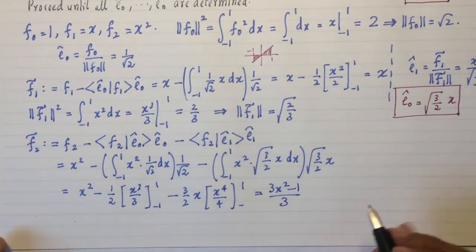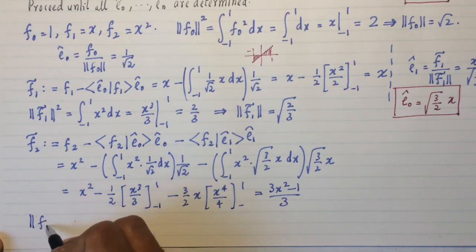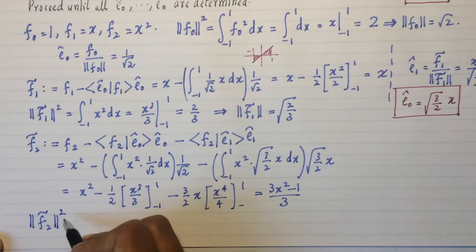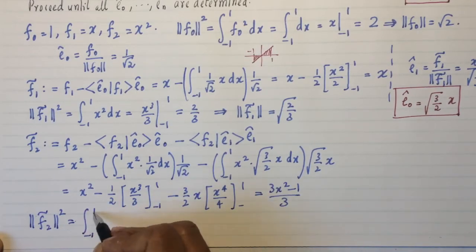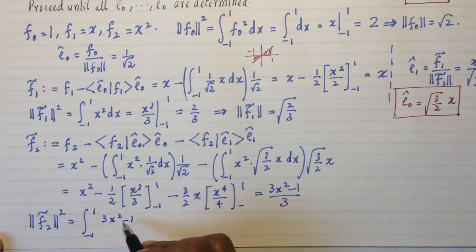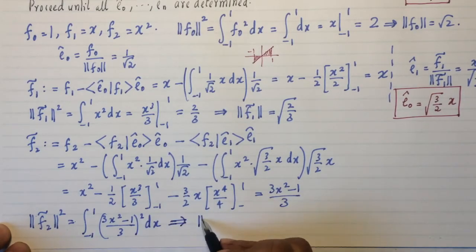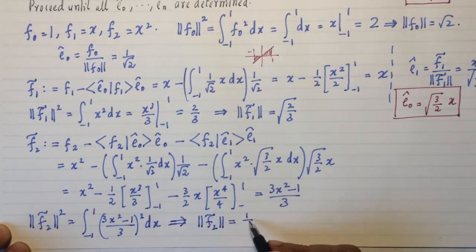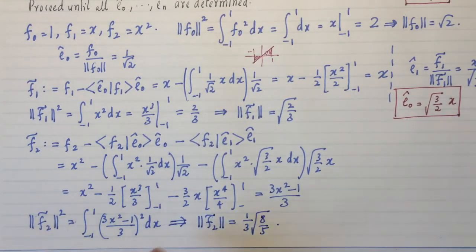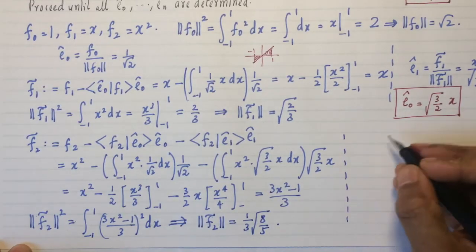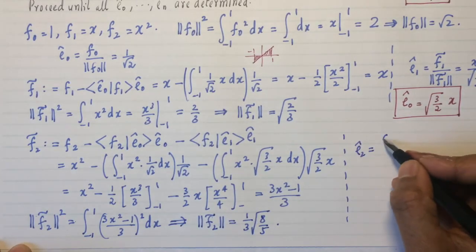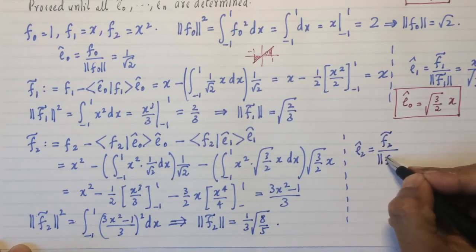And you can look at the notes, but the evaluation of F2 squared, it's not terribly hard. It's just going to be a lot of writing. So it's 3x squared minus 1 over 3 squared dx. Now, if you're sensible, you'll stick this into Wolfram Alpha and you'll get the answer. So that answer will turn out to be 1 over 3 root 8 over 5. And once you have that, you can form your last orthogonal vector, which is E2, as F2 tilde divided by the norm of F2 tilde.